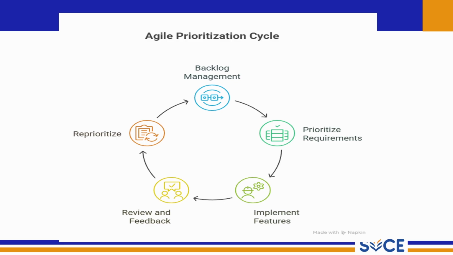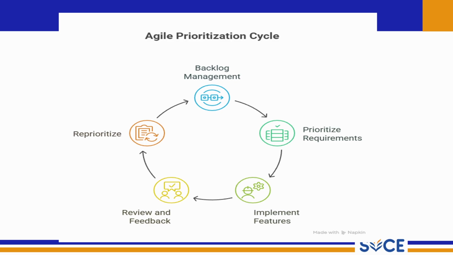This slide explains how prioritization works as a continuous cycle in Agile development. It is not a one-time task, but an ongoing process that evolves as the project progresses. Step one is backlog management. The process begins with managing the product backlog, which is a list of all requirements, user stories, and features. The product owner collects new ideas, change requests, and customer needs and adds them to the backlog.